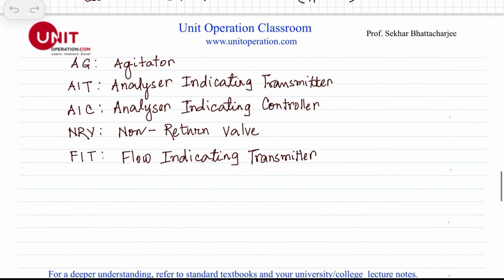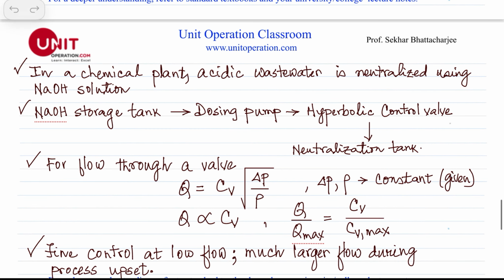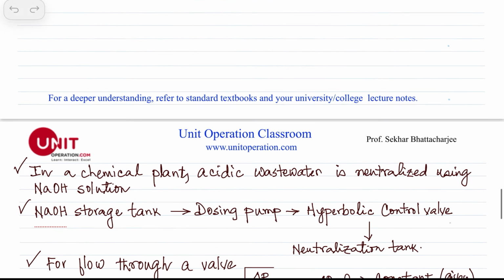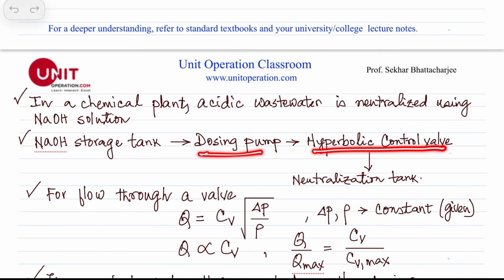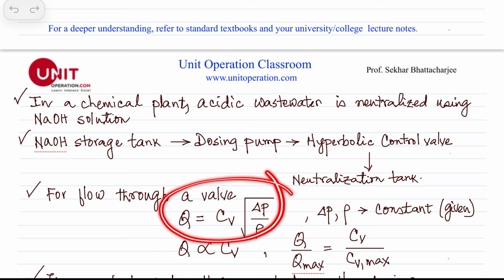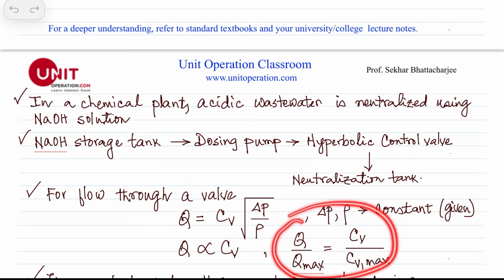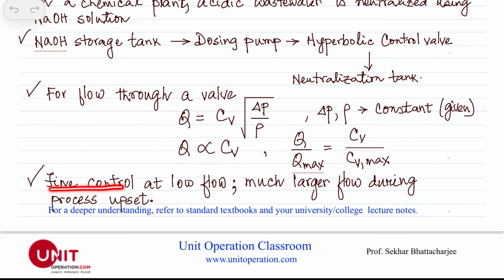So basically what we have in a chemical plant is acidic waste that we neutralize using sodium hydroxide solution. So basically the flow is from the sodium hydroxide storage tank, from this caustic tank here. It goes through a pump, dosing pump, and then there's a hyperbolic control valve, and it goes to the neutralization tank. We know for flow through a valve, Q is proportional to this one. Since delta P and rho are constant, as given in the problem, Q is proportional to CV. So as you can see, Q over Q max is a ratio of CV over CV max. So this is quite fine control at low flow.